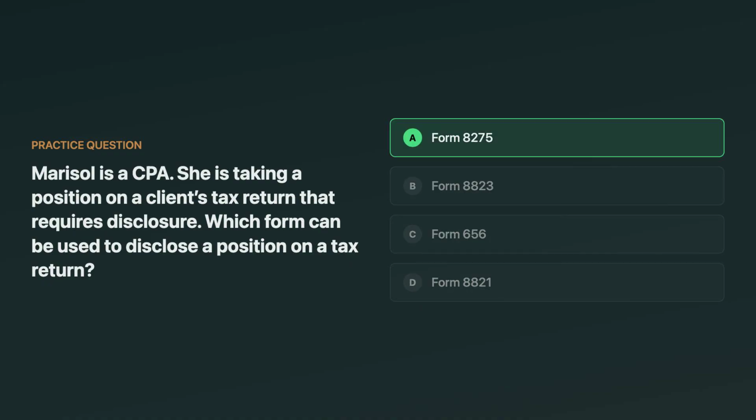The correct answer is Form 8275. That's the standard disclosure statement attached to the return to disclose a position and help avoid certain penalties when you have a reasonable basis. A tempting distraction is Form 8821 because it's common, but that's just an authorization to receive information, not a disclosure of a return position.